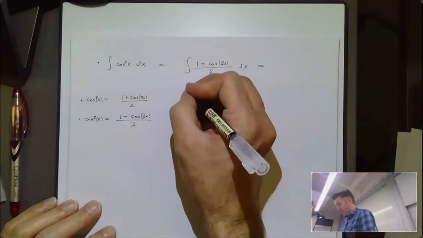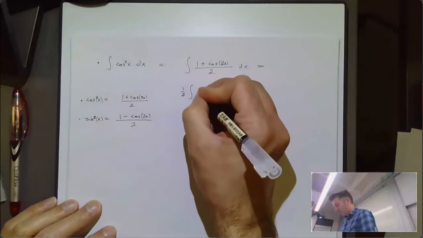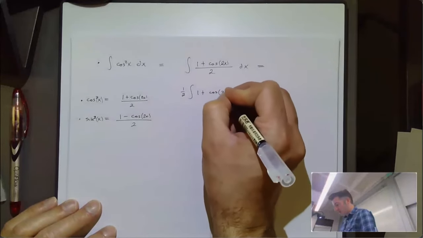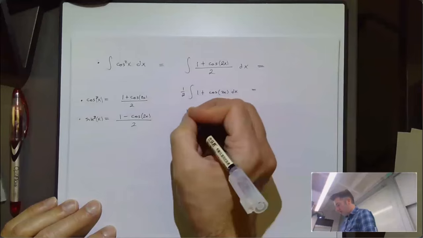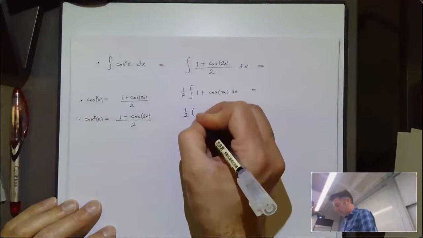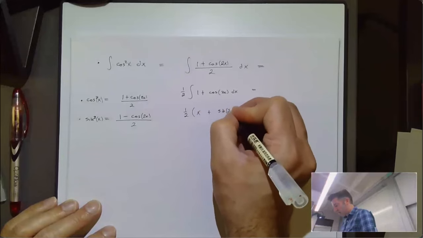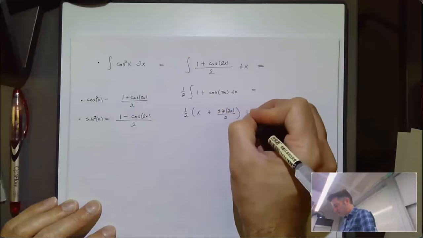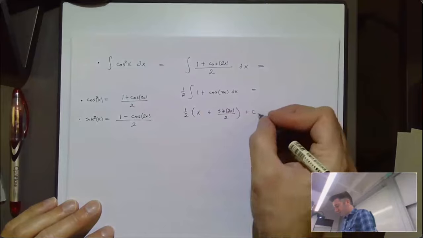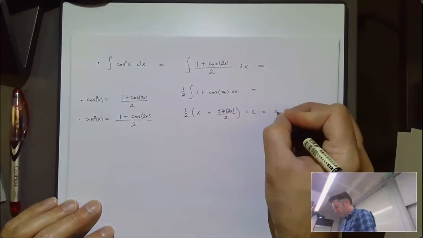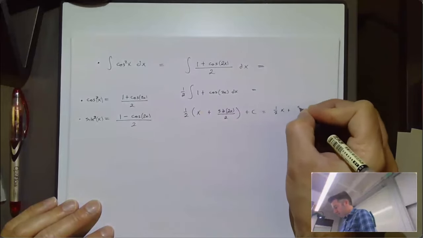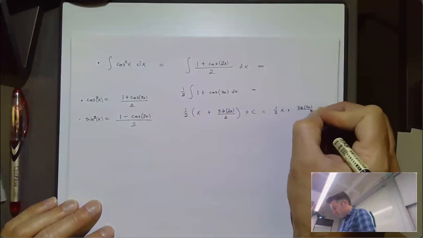We're going to factor out the 1/2 with the integral of 1 plus cosine of 2x dx. And then the integral of 1 is x. The integral of cosine of 2x is sine of 2x divided by 2. And then you can distribute the 1/2 if you really want to. 1/2 x plus sine of 2x over 4.